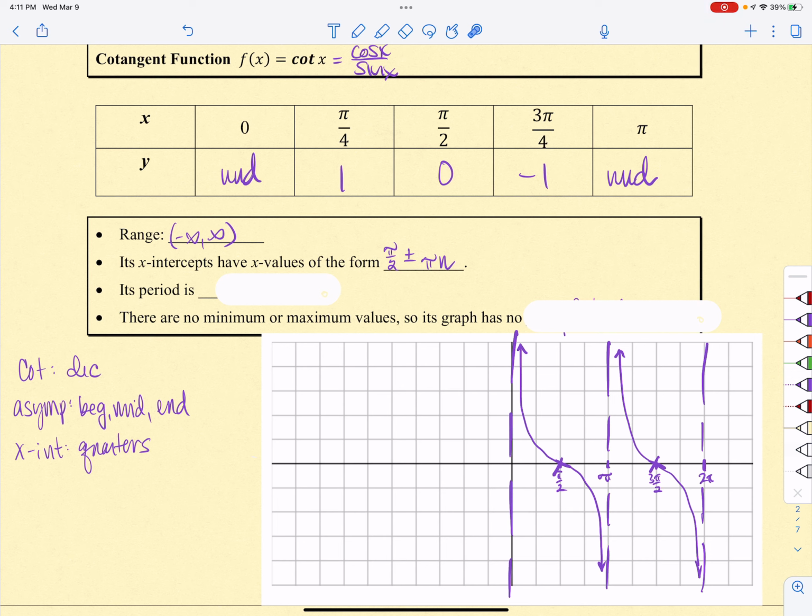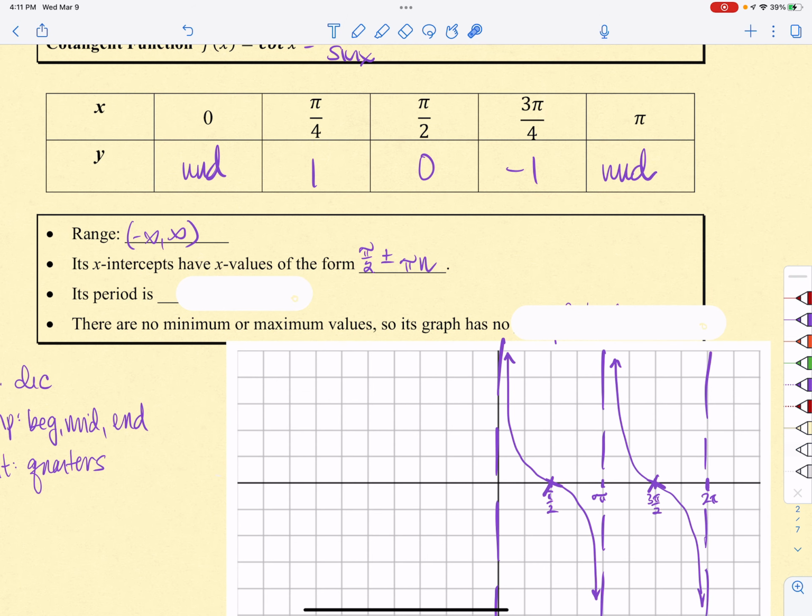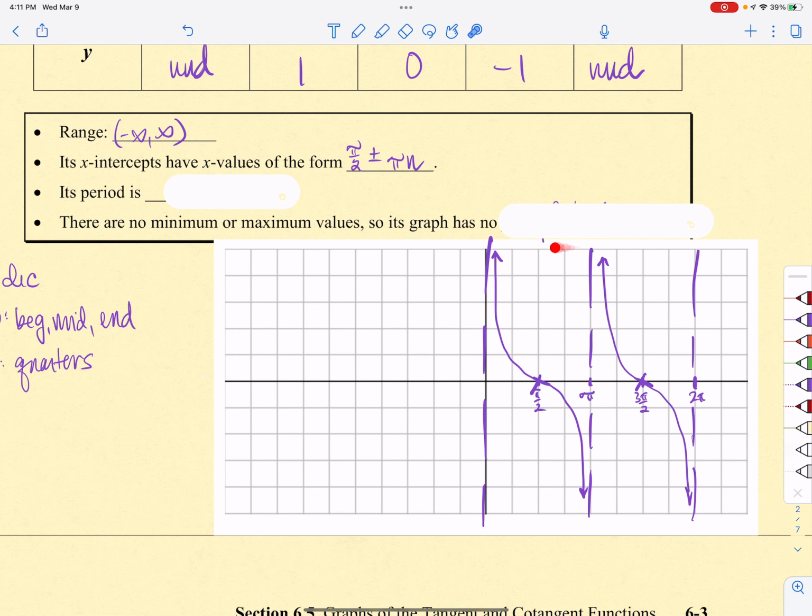What is the period? How far does it go before it starts repeating itself? I think you'll notice here that one period is between the first two asymptotes, and then a second period occurs next. So the period is going to be just pi. This is the first time we've had a period that isn't 2 pi. So the period is pi.